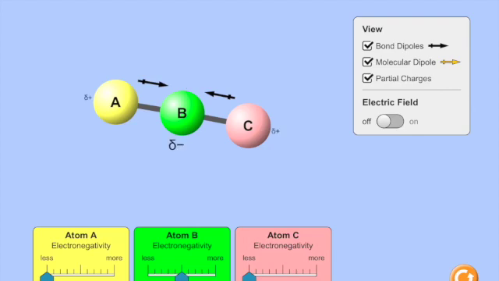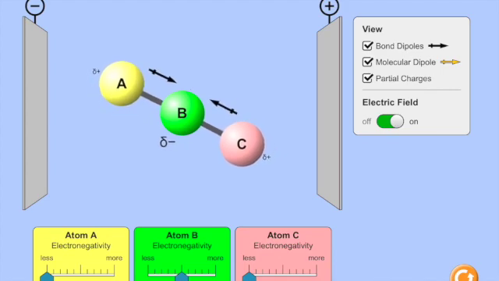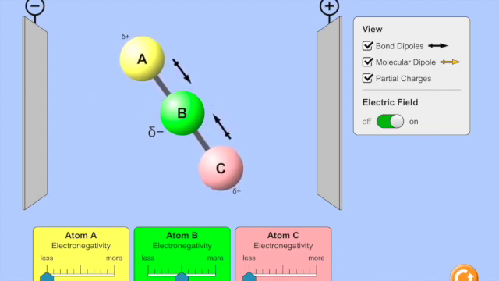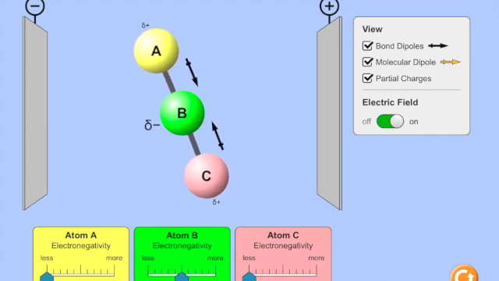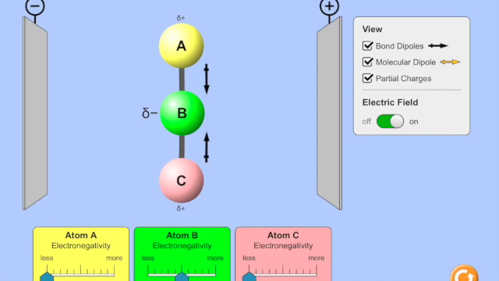I can do the same thing with partial charges, and I can see that B is more negative, and A and C are slightly positive. And if I put it in an electric field, it's rotating a little, but we're really not seeing much going on. But let's look at what happens when I change the shape.